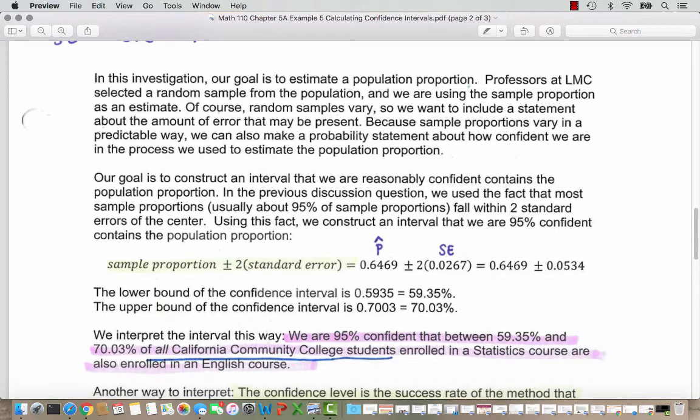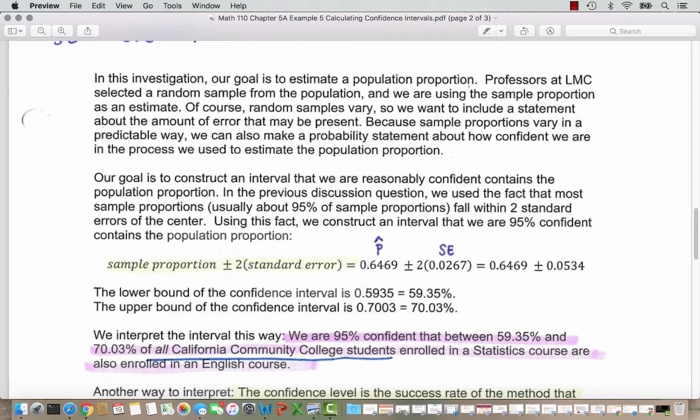All right, in this investigation, our goal is to estimate a population proportion. So we're trying to help the professors at LMC predict how many students who are in statistics are also taking English. Professors at LMC selected a random sample from the population, and we are using the sample proportion as an estimate. Of course, random samples vary, so we want to include a statement about the amount of error that may be present. Because sample proportions vary in a predictable way, we can also make a probability statement about how confident we are in the process we use to estimate the population proportion.